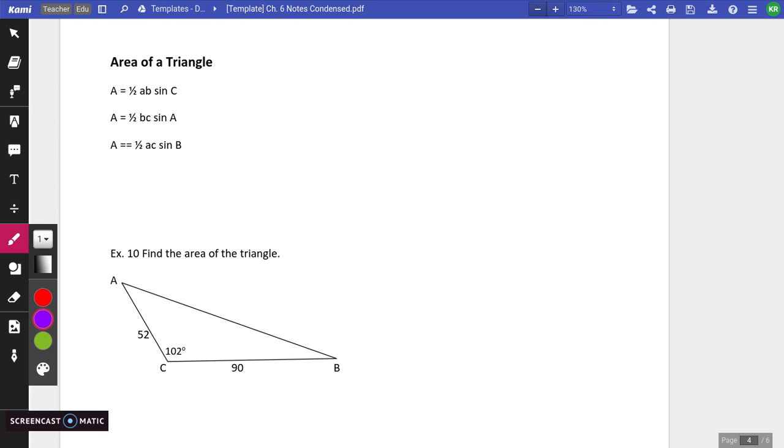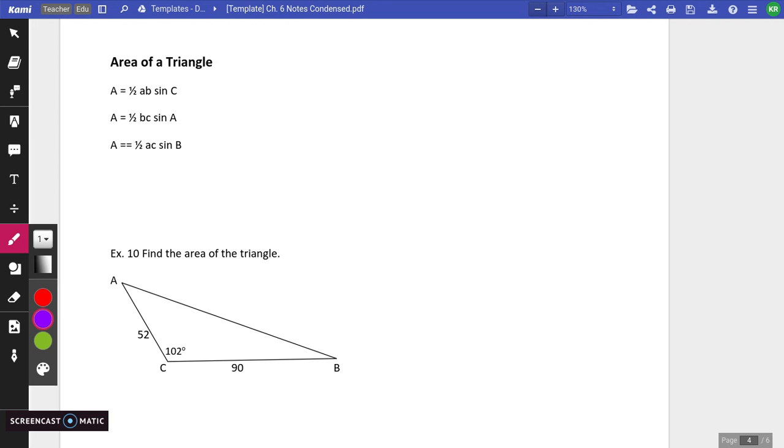All right, you all know area formula for a triangle is 1/2 the base times the height. Well, there are other formulas for area, and one of them involves sine. Okay, so you've got 3 different versions of this. Basically, it is 1/2 the lengths of the 2 sides and then the sine of the other angle. Okay, so for the first one, if I'm using side A and B, then it's going to be sine of C. Okay, for the second version, if I'm using sides B and C, then I need to know angle A, so I can do sine of angle A.